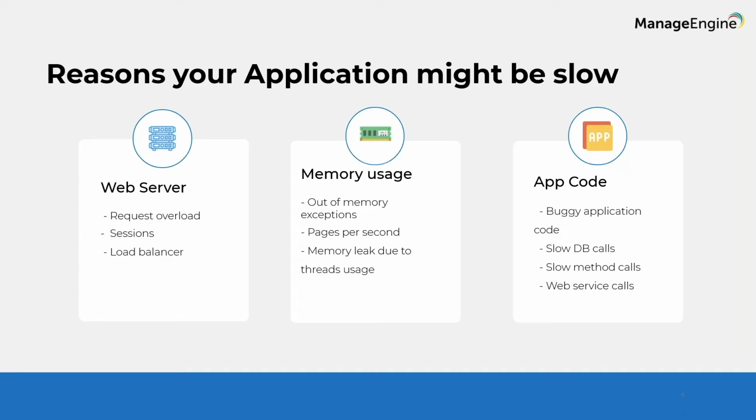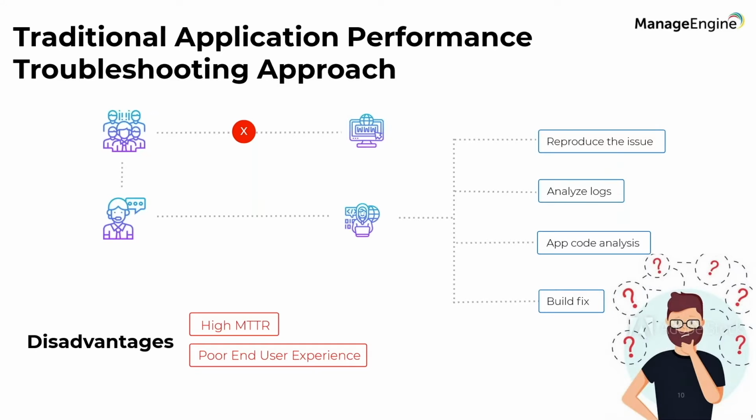In today's session, we'll be most predominantly focusing on the app code related issues, on how to find these kinds of problems using the application performance manager is what we'll be primarily focusing on. So let's see the traditional application performance troubleshooting and how to overcome this traditional way of performance troubleshooting by using an automated tool like APM Insight.